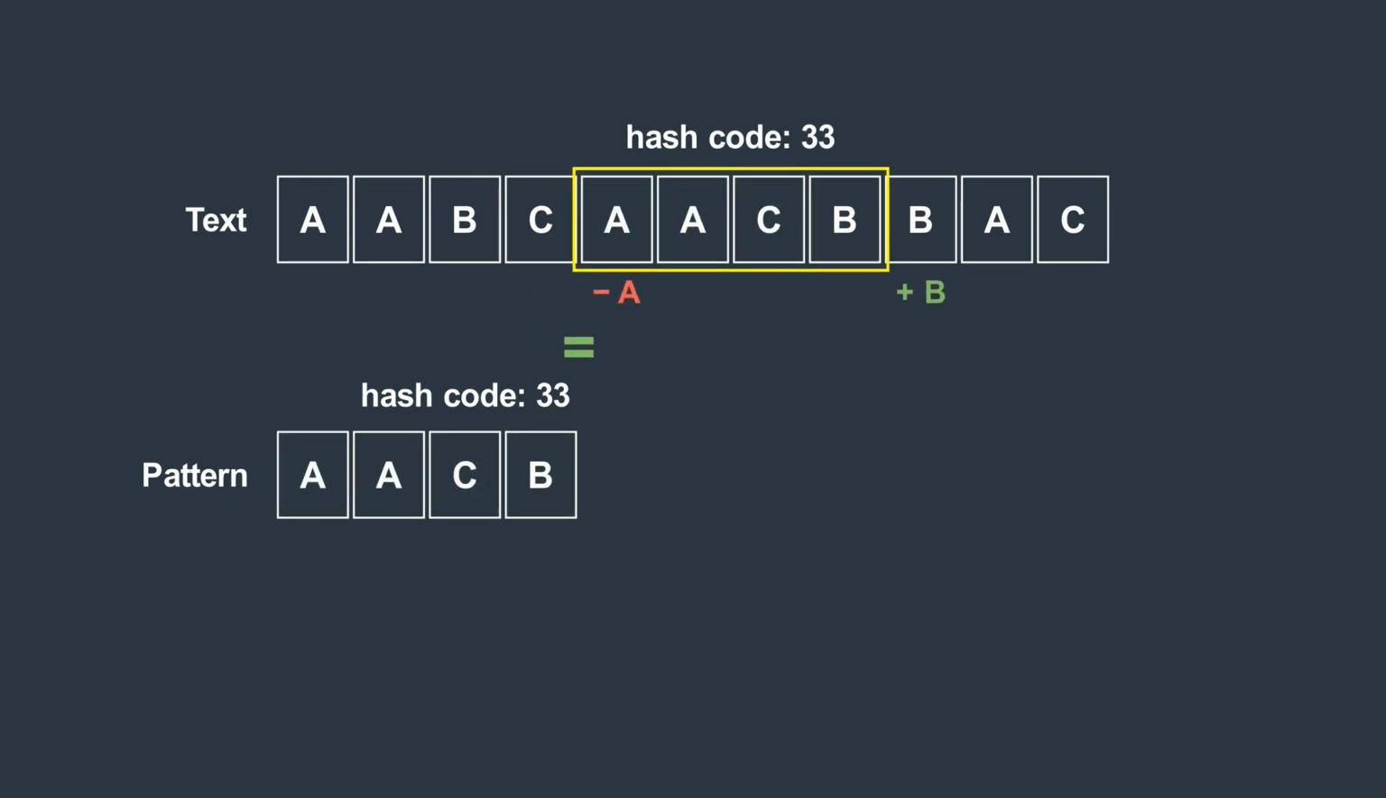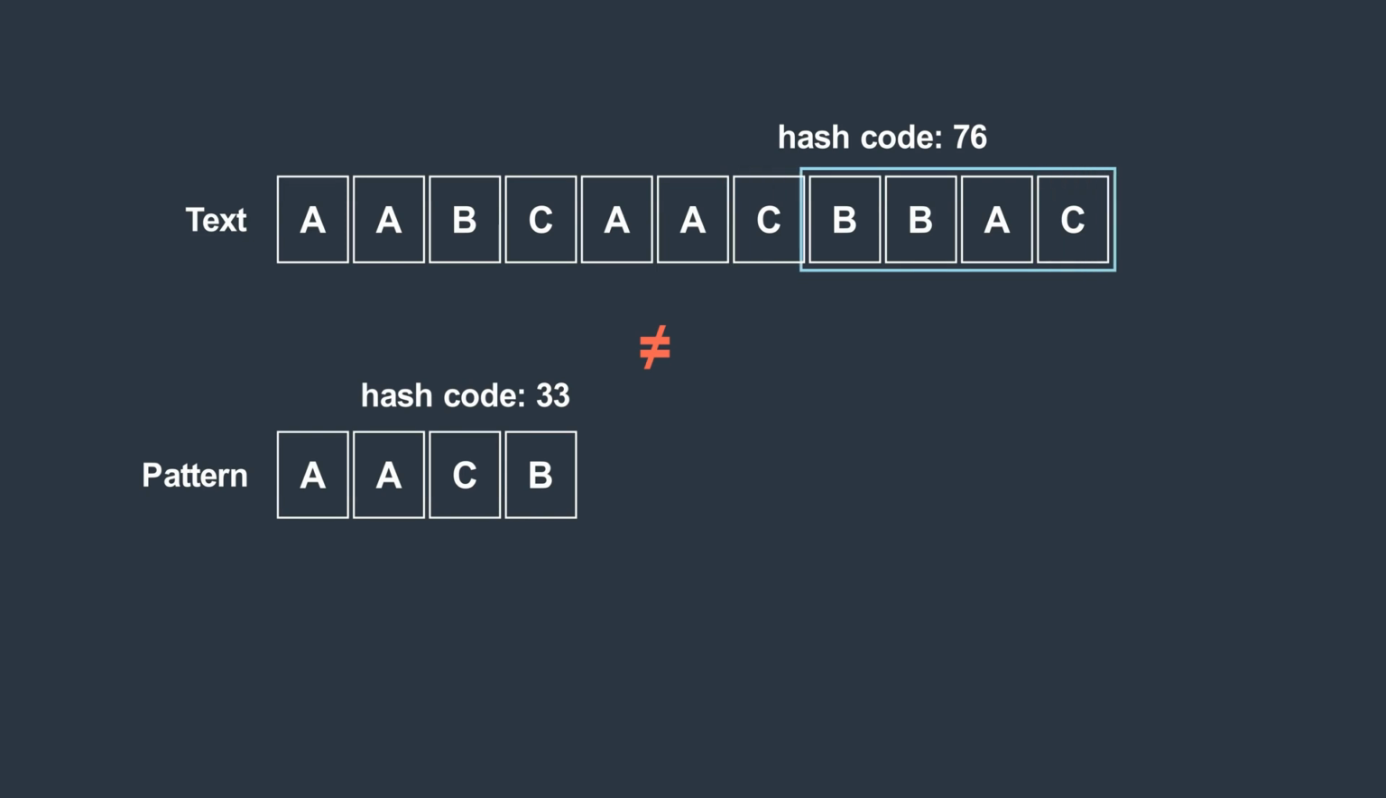As you can see, we have the hashed pattern and we're comparing it with each hashed same-length text substring. Every time, we remove the leftmost character and add the next right character.